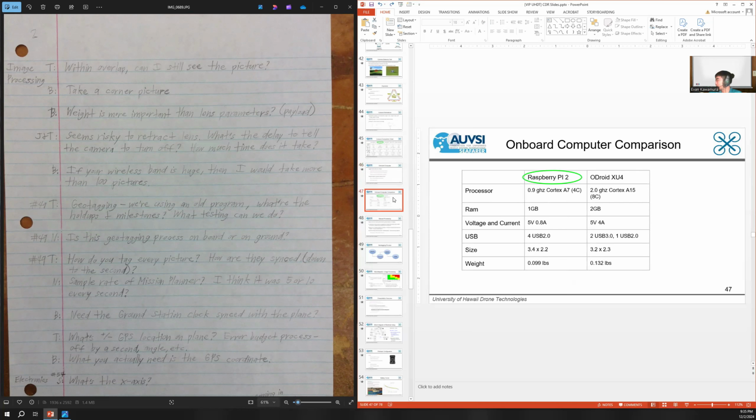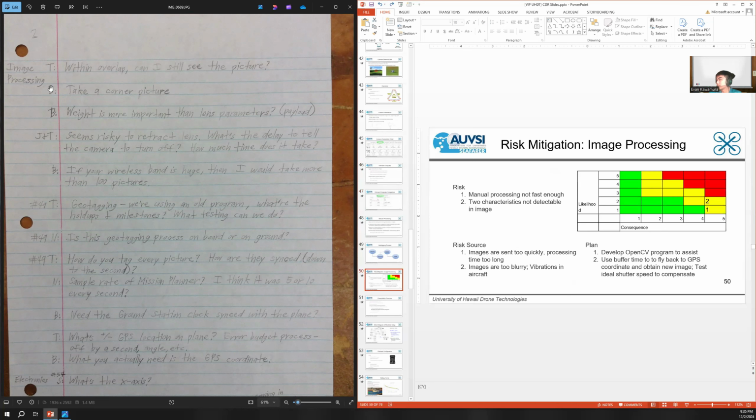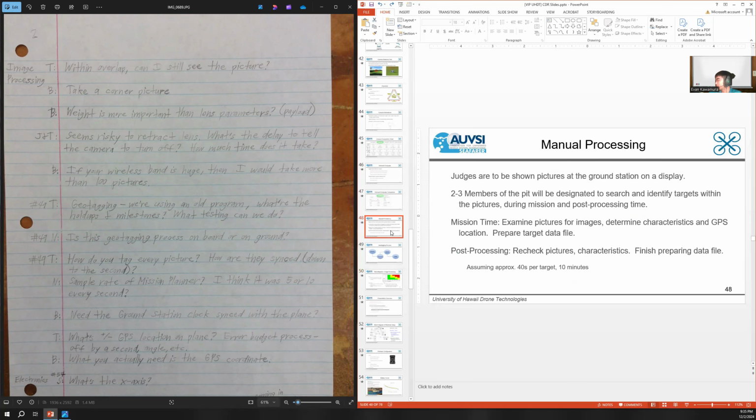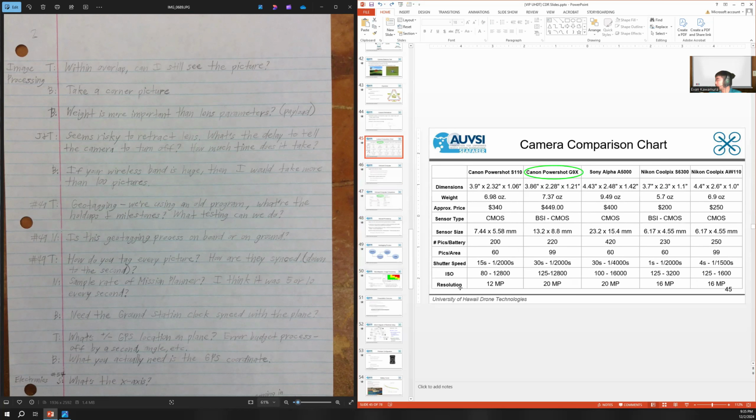I think, what slide number is this? I didn't write it here. This must have been this one. The weight is more important than the lens parameter. Yeah, so we're probably looking at this one. The reason I think weight is so important is because the Penguin doesn't have large payload capacity. So it can't hold a lot of stuff. That's a big problem. So we're trying to look for something that's relatively lightweight.